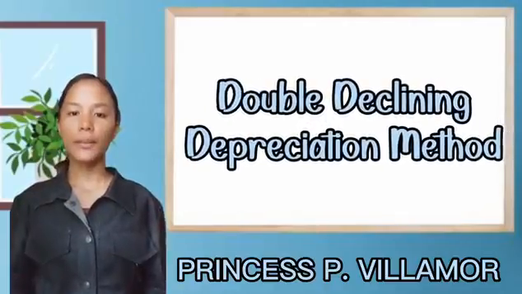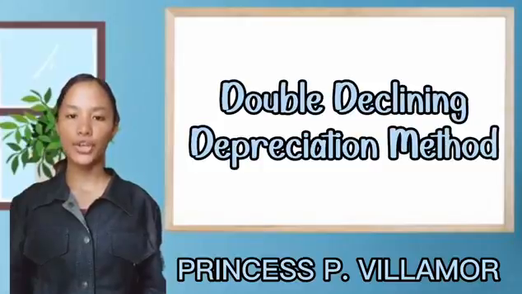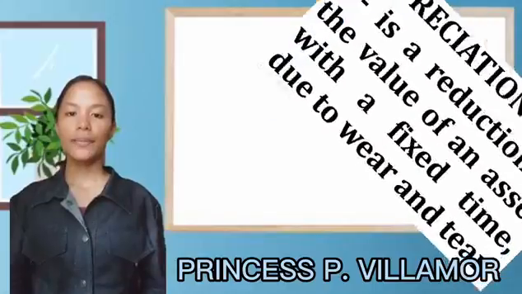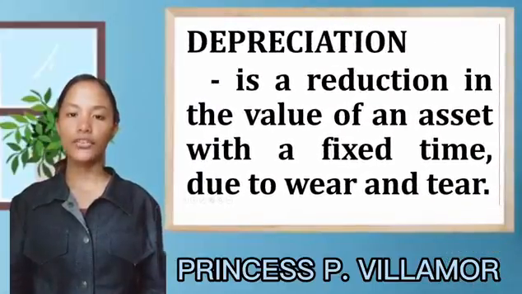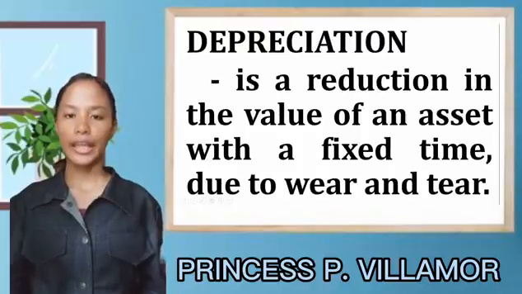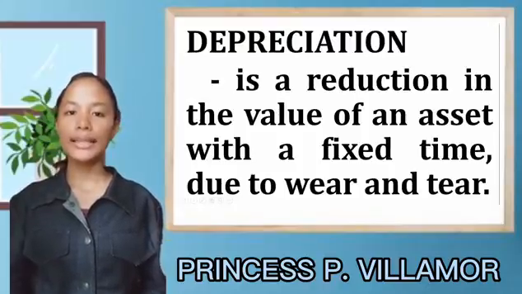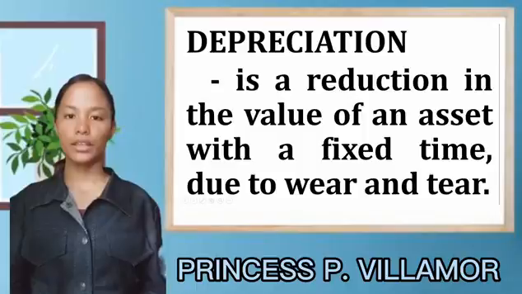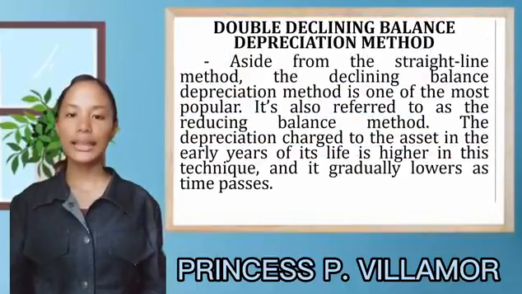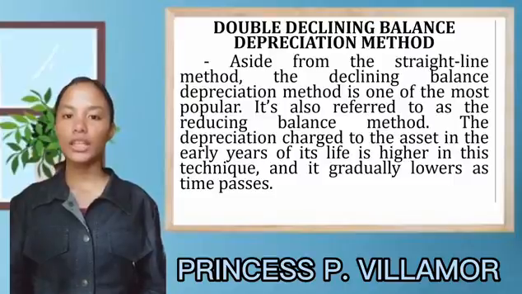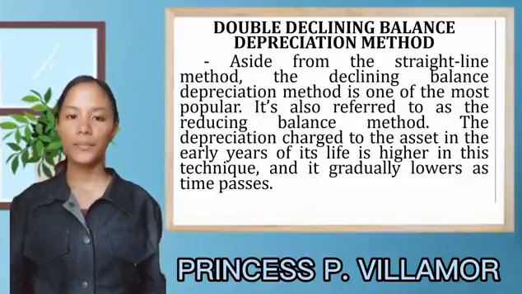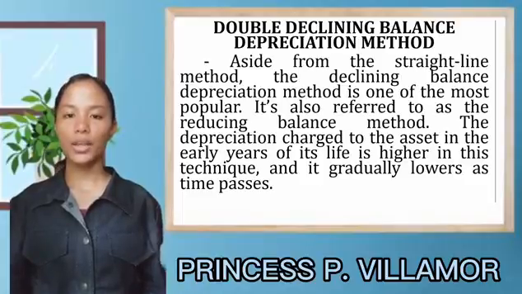Let's talk about double declining balance depreciation method. So first, what is depreciation? Depreciation is a reduction in the value of an asset with a fixed time due to wear and tear. And what is double declining balance depreciation method? Aside from the straight line method, double declining balance depreciation method is one of the most popular. It is also referred to as the reducing balance method.